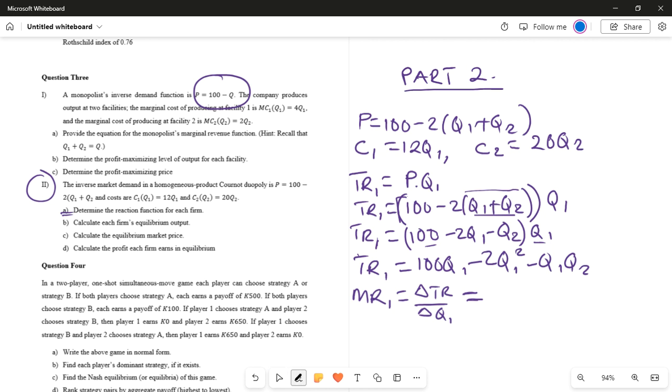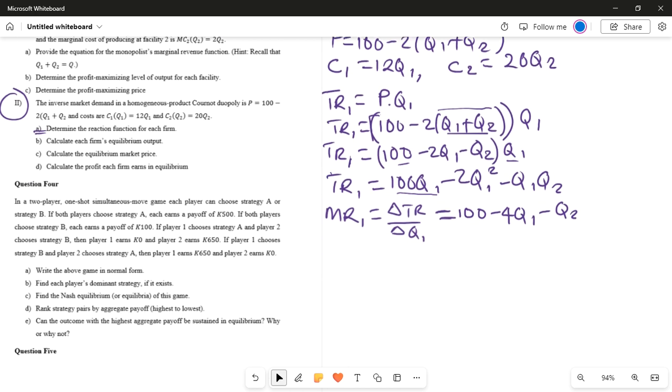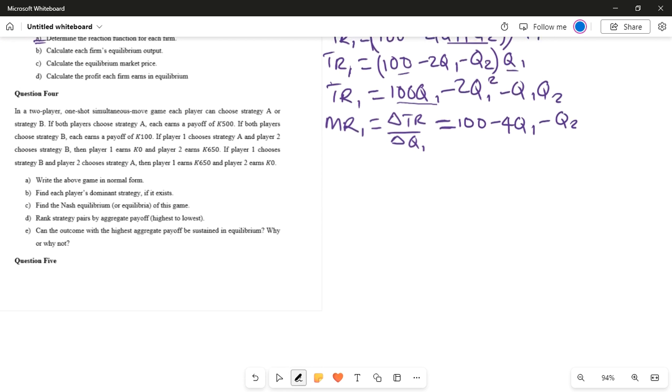Differentiating this term with respect to Q1 is just going to be 100, right? Then the next term is going to be minus 4 Q1. Then the last term is just going to be minus Q2. By now I assume we know how to differentiate. If you're still behind on differentiation, you can hit me up. I sent the link for the tutorial video I did on differentiation. So we have got that as the marginal revenue for firm 1. Remember, our target is to get the reaction function.